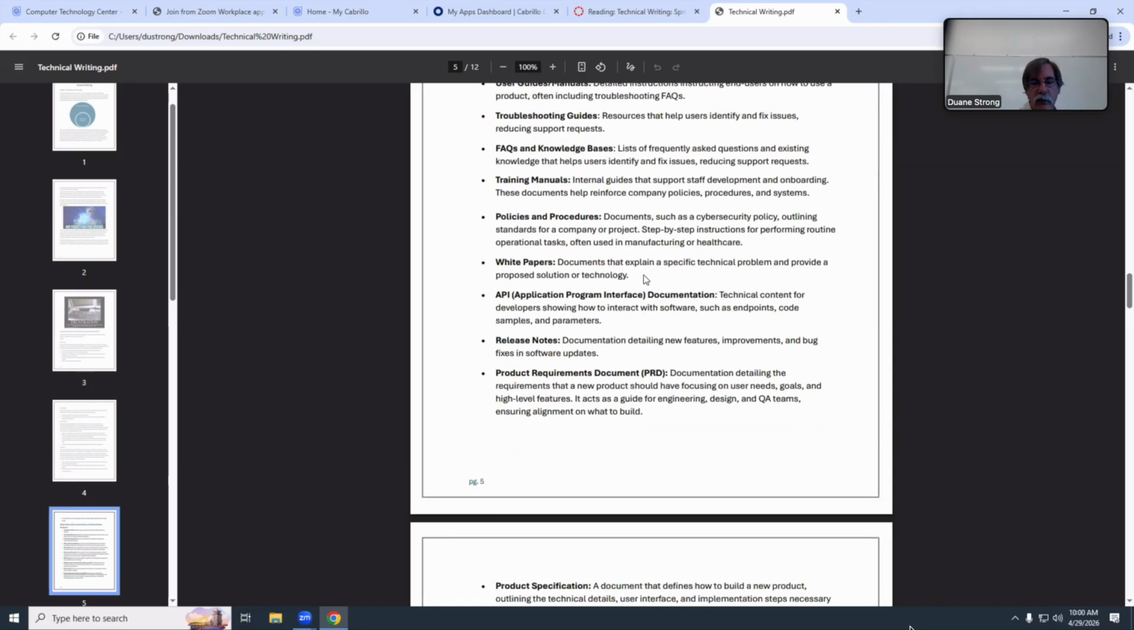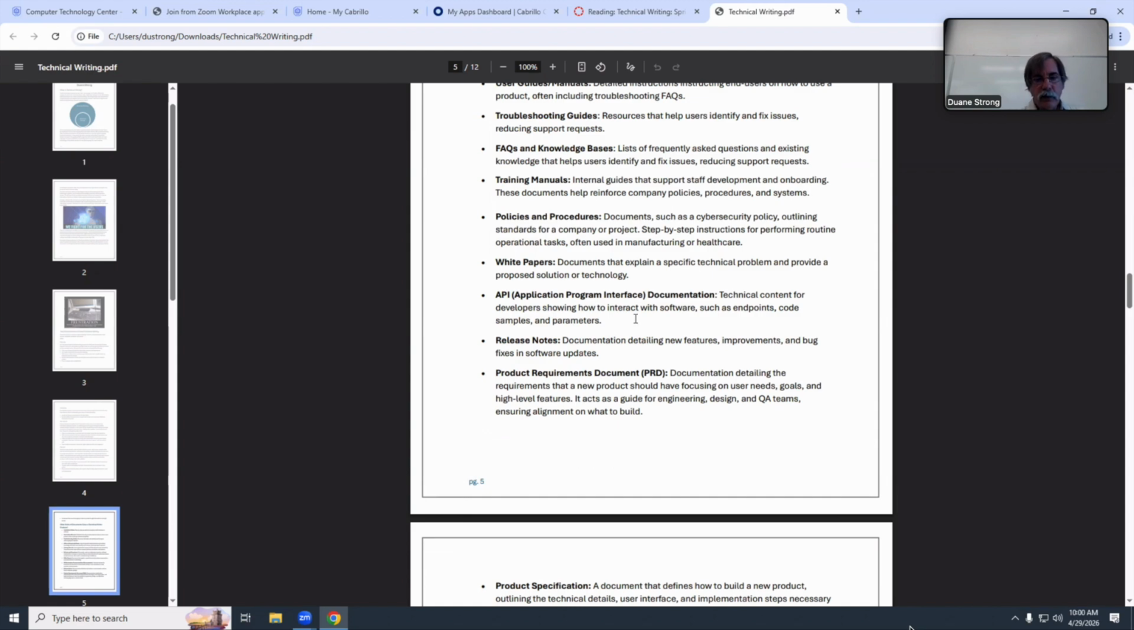Now, this one's important because this is what your final project is. It's a white paper. That's a document that explains a specific technical problem and provides a proposed solution or technology. Sort of a background information thing that you can think of.